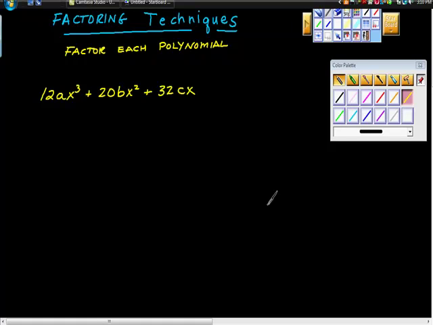Okay, here we are. Just some factoring techniques that we can use. This one I think is just a greatest common factor problem, isn't it? So I think what we're going to do is this. First, we're going to look at the numbers 12, 20, and 32. What's the greatest common factor of those three numbers?